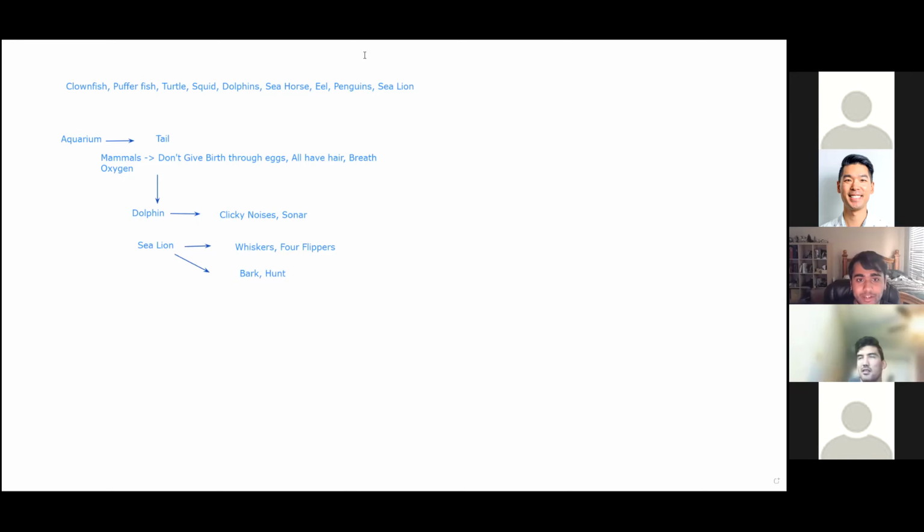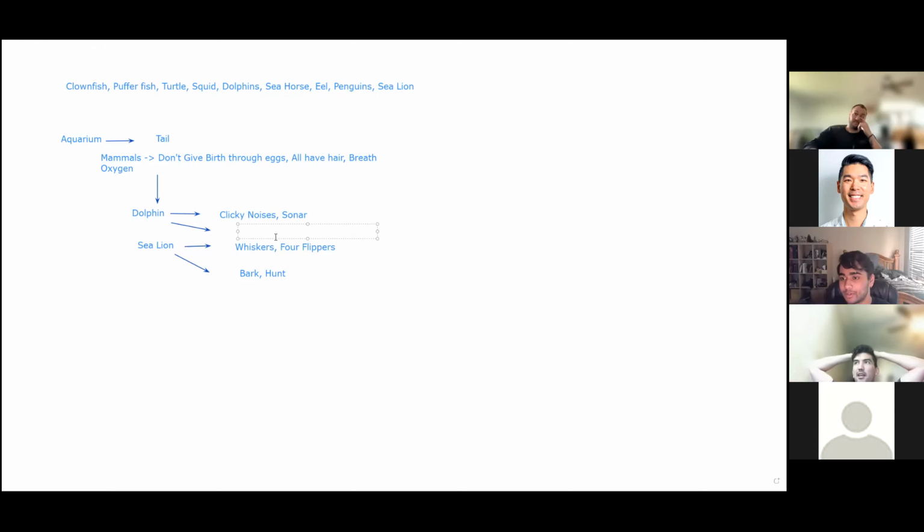Can anyone think of an example method for dolphins? Any verb word that you think? I guess technically sonar might qualify, but anything else? Tricks. Type of tricks we can do. Sorry? I guess navigate would be the verb for sonar. Yeah, navigate would be good. That sounds all right.